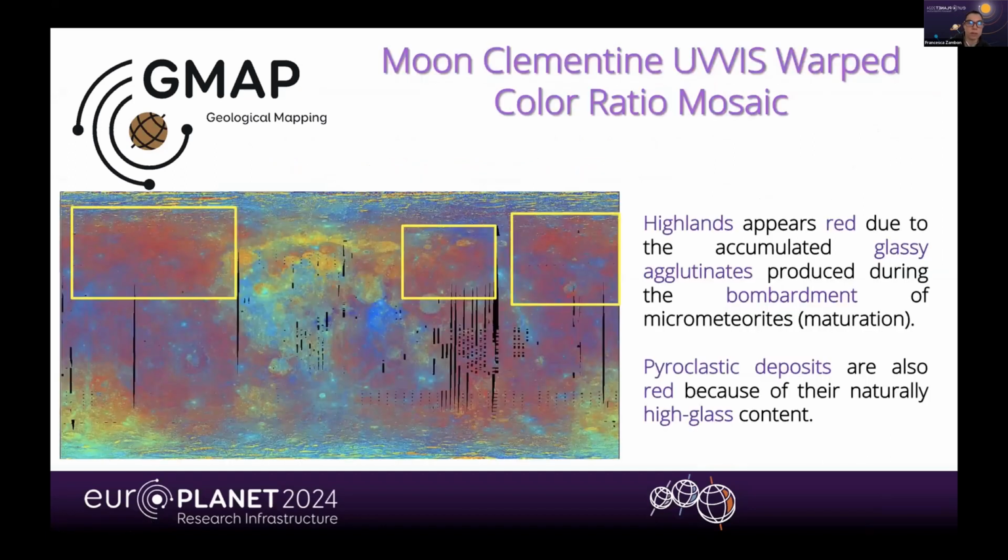Then, using this kind of method, they defined the ratios that are useful to discriminate different terrains on the moon. So we see in the map that the highlands appear redder than the other regions, and this is because they have glass agglutinates that are due to the bombardment of micrometeorites, and this is a typical indicator of the maturation of the terrain. But pyroclastic deposits can also be red because of the presence of glass content.